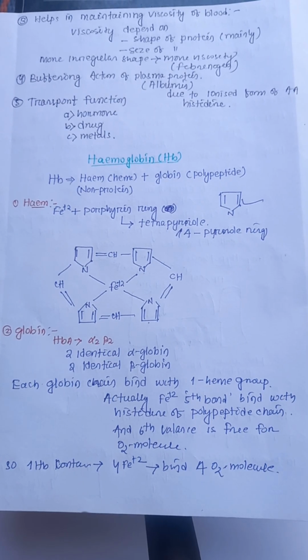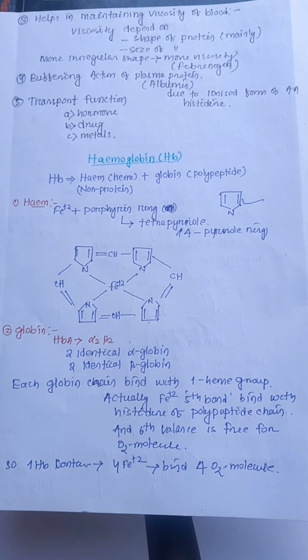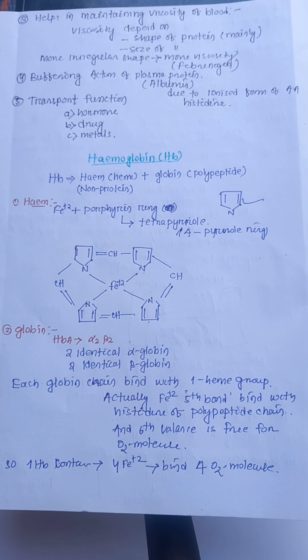Also, plasma proteins help in maintaining the viscosity of blood. Viscosity depends mainly on the shape of the protein. If there is an irregular shape of the protein, there will be more viscosity. Albumin and fibrinogen have irregular shapes, that's why they provide more viscosity to the blood, but their quantity is lesser. Albumin also has buffering action, due to the histidine present in albumin, and a transport function: hormones, drugs, etc. get transported by albumin. This is one of the important functions of the plasma proteins.